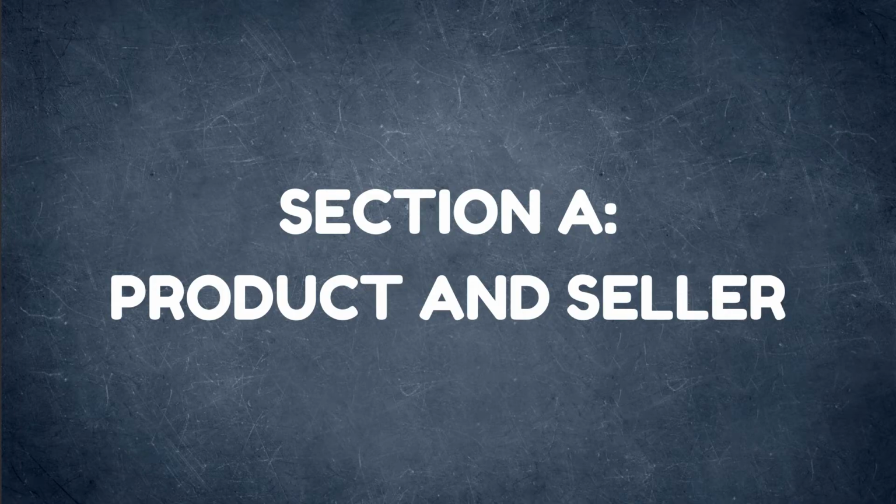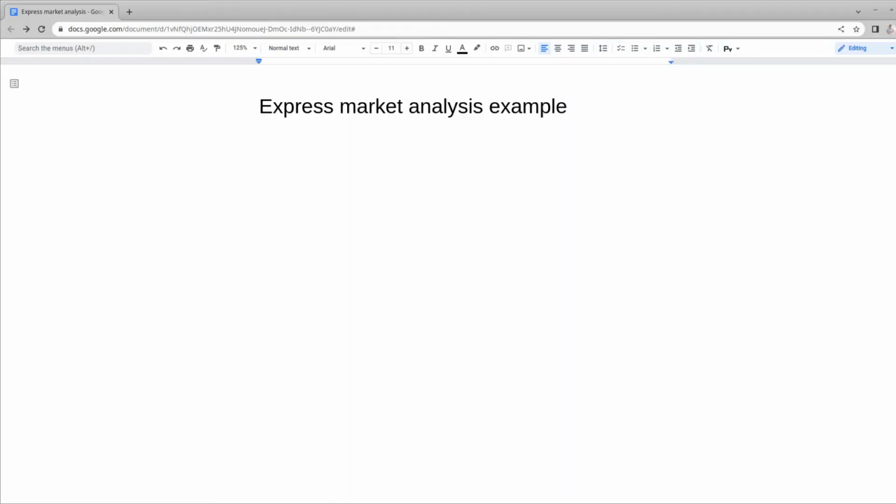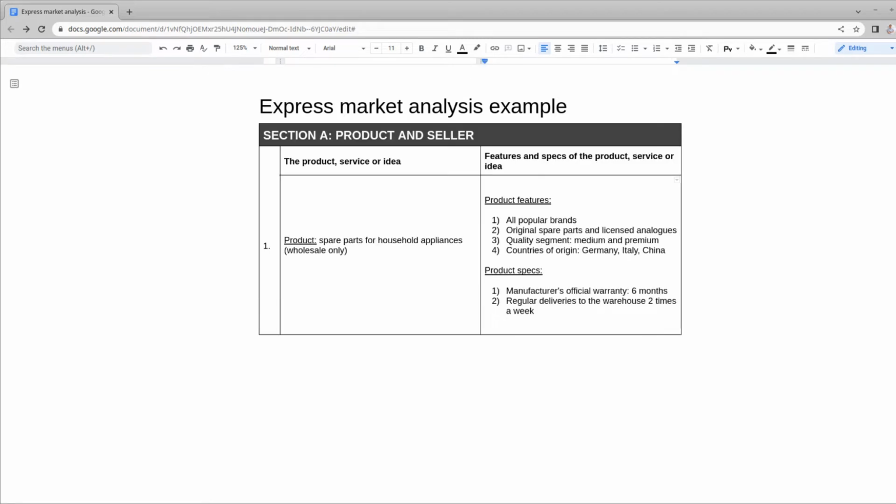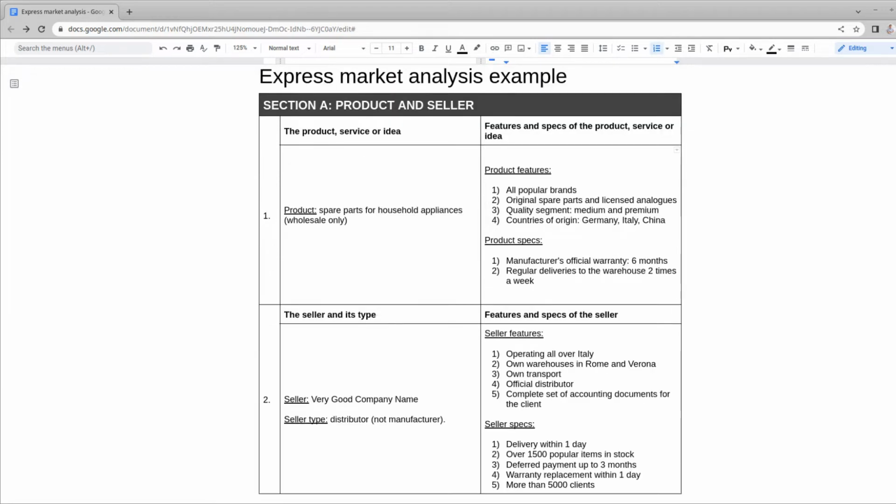Section A. Product and seller. First of all, we need to study our product and the seller in detail. For this, we can create 2 blocks. In the first block, we describe the product, its features and characteristics. In the second one, the seller and its properties. You already know how to write features and specs from the 3rd lesson of this course. By the way, if you want to read the text in the table more carefully or use this template in your own projects, I'll leave the link to the file in the description below. Just copy and use it.